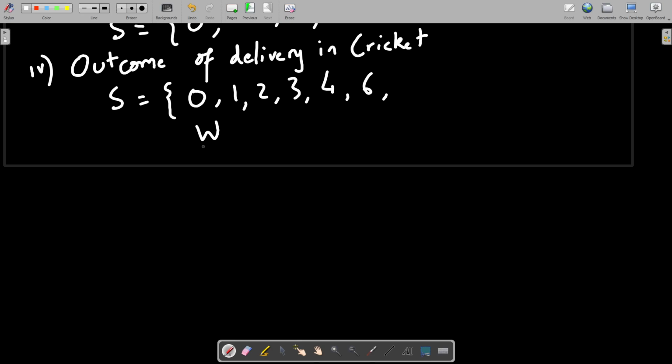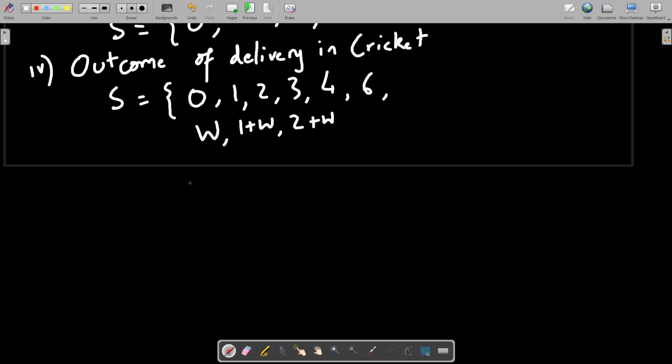Can you score runs and get a wicket? Yes, in case of a run out it happens. So 1 plus wicket, 2 runs and a wicket. I don't think anyone will try 3 runs and get a run out. So this much is enough.